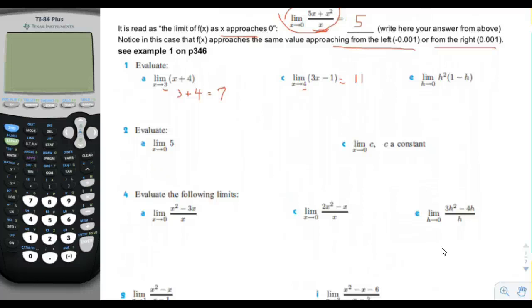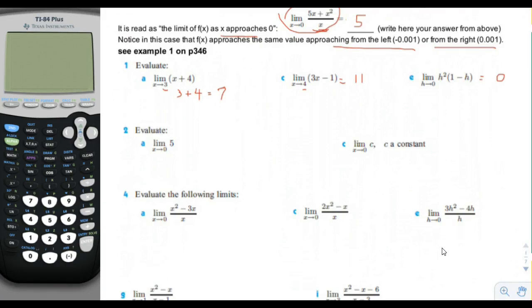For this next one, if I put 0 in for h, then I would get 0 times 1 minus 0, which is just 0, right? And if I put something very close to 0, like 0.00001, I would also get something very close to 0. So the limit is 0.